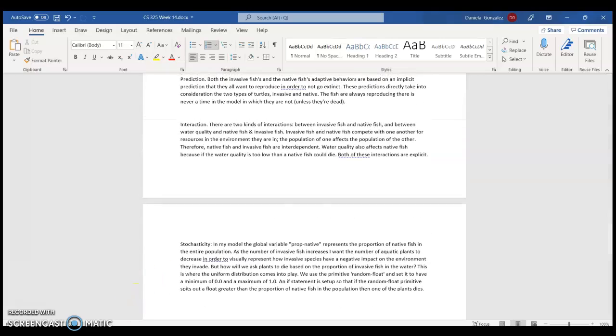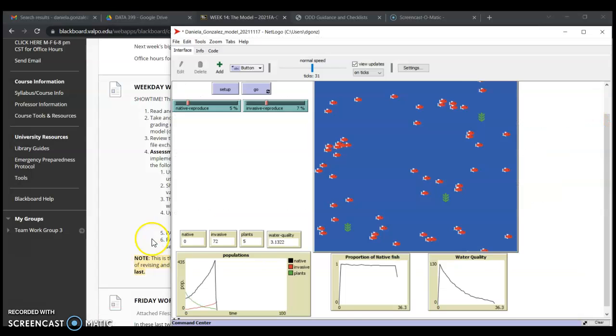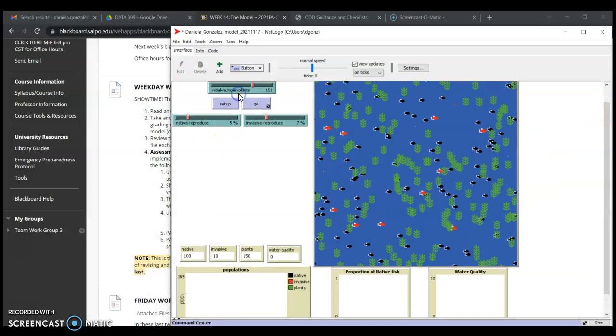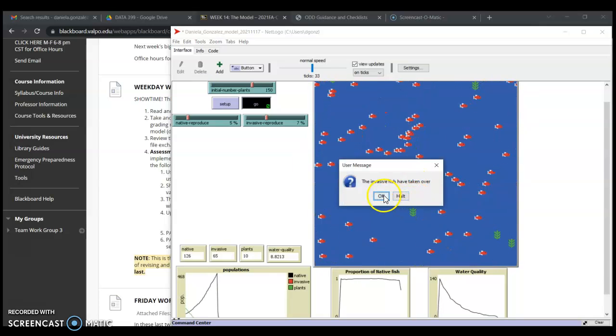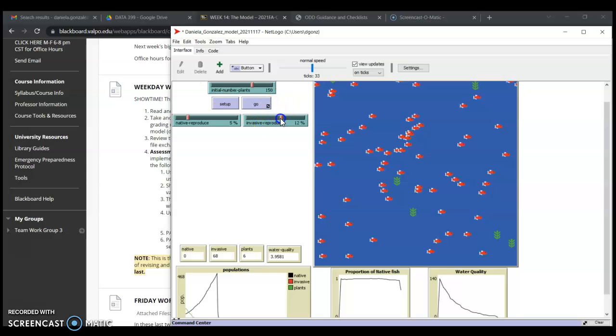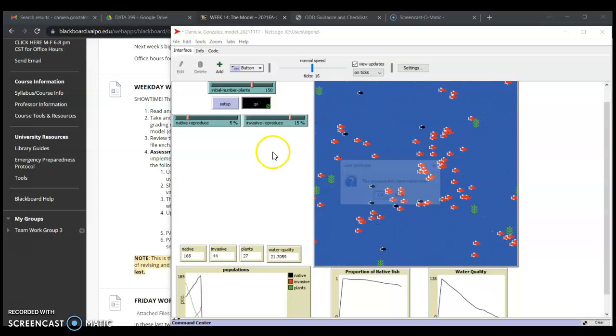And then the last part that I was supposed to do is test out the extremes of my model. So right here, like I said, this is the standard that I have set. And when that happens, we see that the native fish go extinct and the invasive fish take over. If we were to set this to something very high, like 15, we have the same outcome.